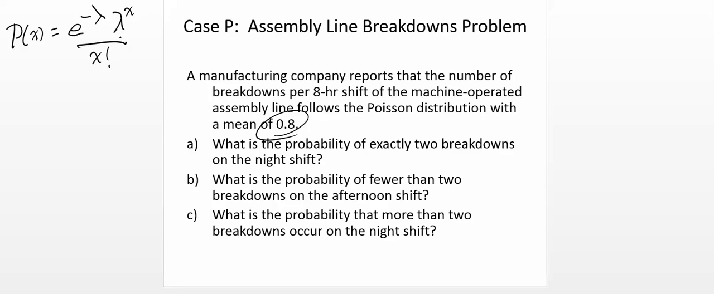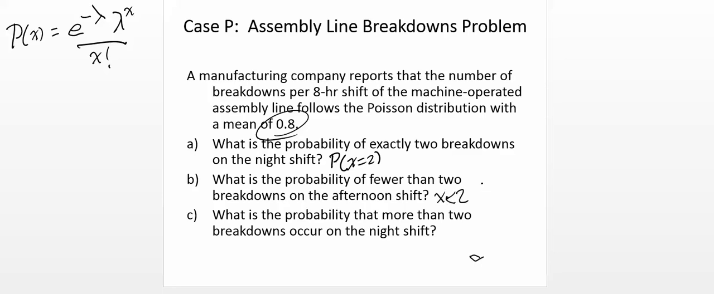Now that we have this expression, let's take a look at what each of these parts of the problem is asking for. Part A asks for the probability of exactly 2 breakdowns. So that's the probability that x is equal to 2. The next question asks, what is the probability of fewer than 2 breakdowns in that shift? If you're going to have fewer than 2 breakdowns, that's x less than 2.